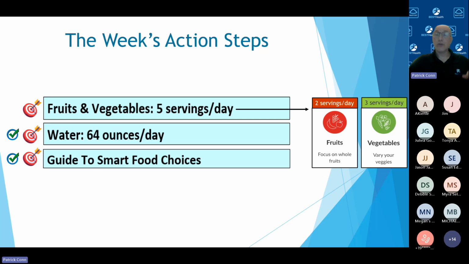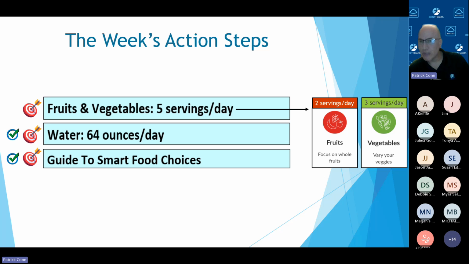Also, continue to consume your water. If 64 ounces is not quite a smart goal for you right now, just set a smart goal for you and work toward that. And then this week specifically, we're targeting the fruits and the vegetables. Our goal is 5 servings a day. If you want to break it down, 2 fruits, 3 vegetables. Use that My Plate tip. With fruits, focus on whole fruits, and with vegetables, vary your vegetables. Now, if 5 servings a day is not attainable for you right now, that's okay. Make something that's attainable to you and work toward it.